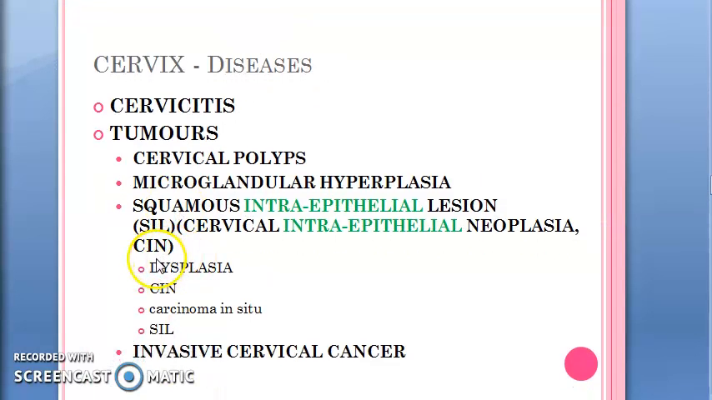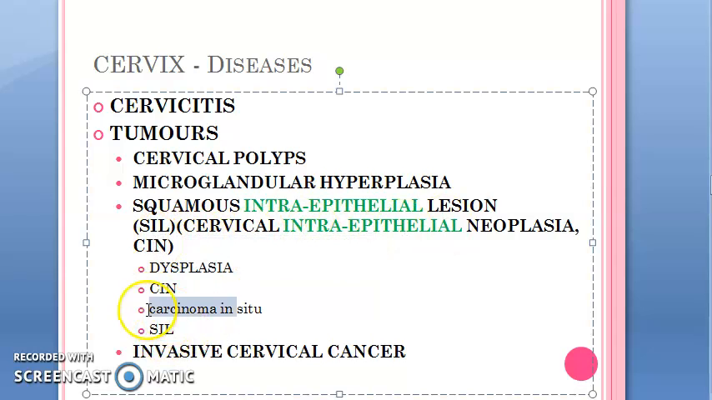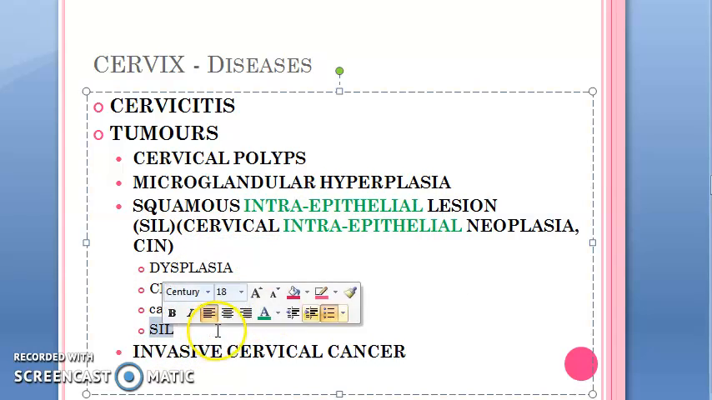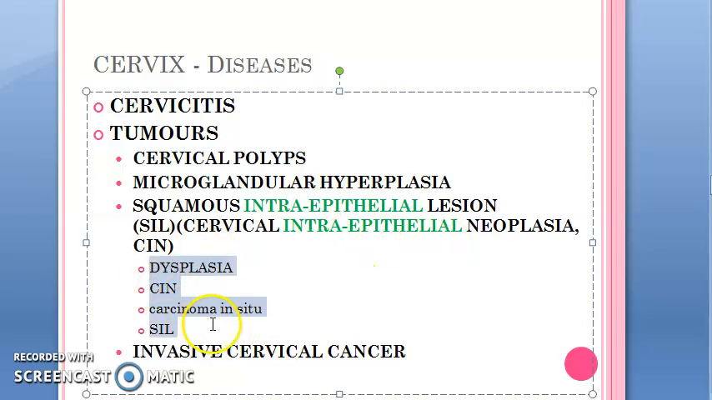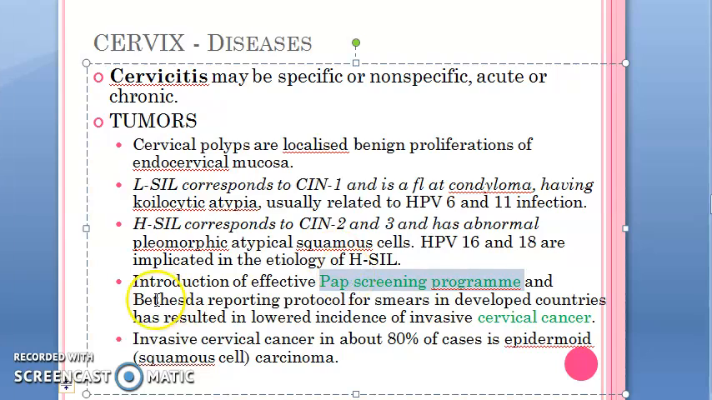Under this they are using 4 terms: dysplasia, CIN, that is cervical intraepithelial neoplasia, carcinoma in situ, and SIL, that is squamous intraepithelial lesion. All of them are used synonymously, some slight difference which we'll have to look at. Then you have the invasive cervical cancer. Basically, cervical cancer is a very common condition, and hence they do a pap screening, pap smear they call it, and there's a Bethesda reporting protocol for these smears. So this has lowered the incidence of cervical cancer.